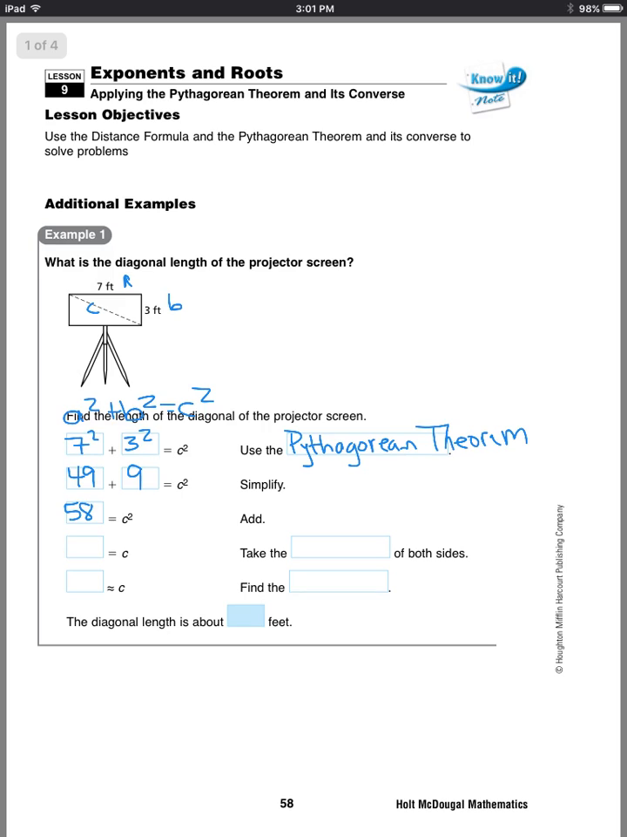Okay? So then we have to undo the C squared, so we have to take the square root of both sides. When we square root C squared, we get C, and the square root of 58 we're just going to bring down as the square root of 58. And then we're going to find the square root of 58 on our calculator. And when we do that, we get 7.62 when it's rounded. So the diagonal length is about 7.62. And we can feel confident about that answer because the diagonal has to be the longest length, and we got a length that's longer than the two legs.